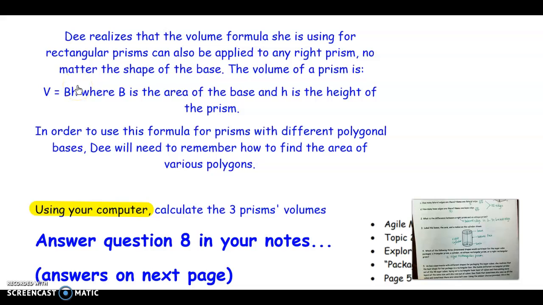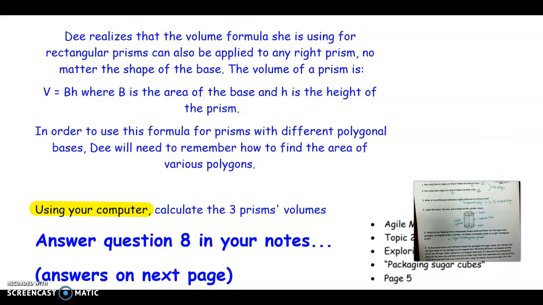So it says Dee realizes that the volume formula she's using for rectangular prisms can also be applied to any right prism, no matter what the base has as its shape. The volume of a prism is in general terms written as volume equals capital B, which remember is the area of the base, times lowercase h, which is the height of the prism. So in order to use the volume for prisms with different bases, she has to know how to find the area of the polygonal bases, which is why we just reviewed that.